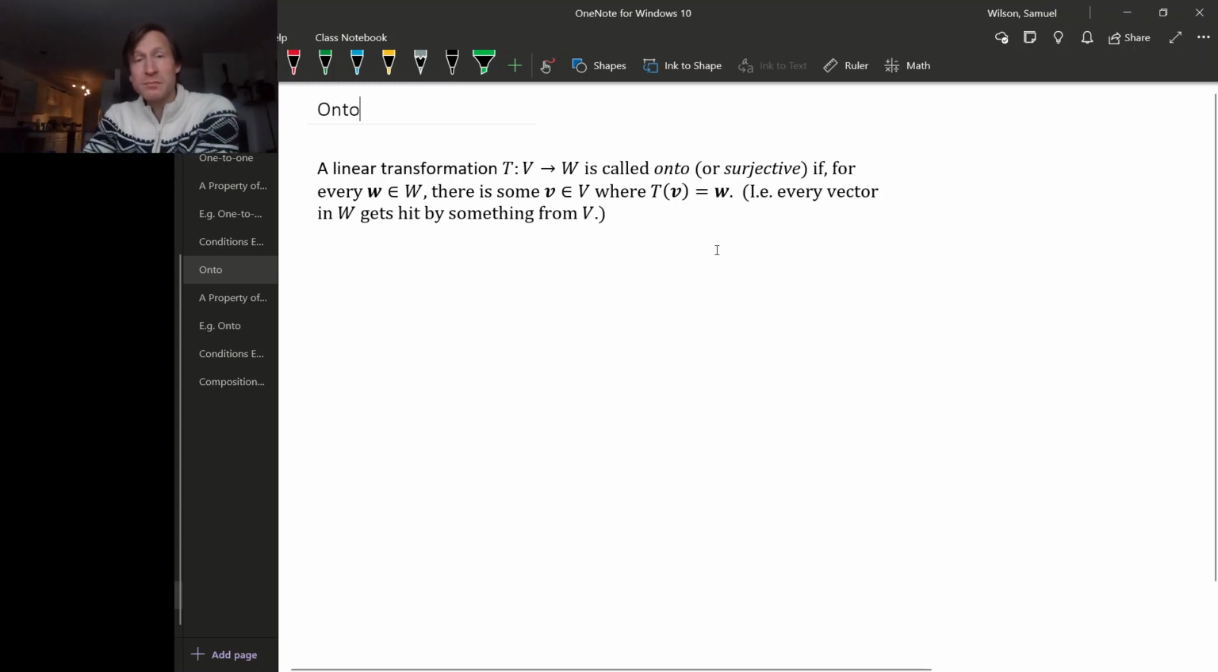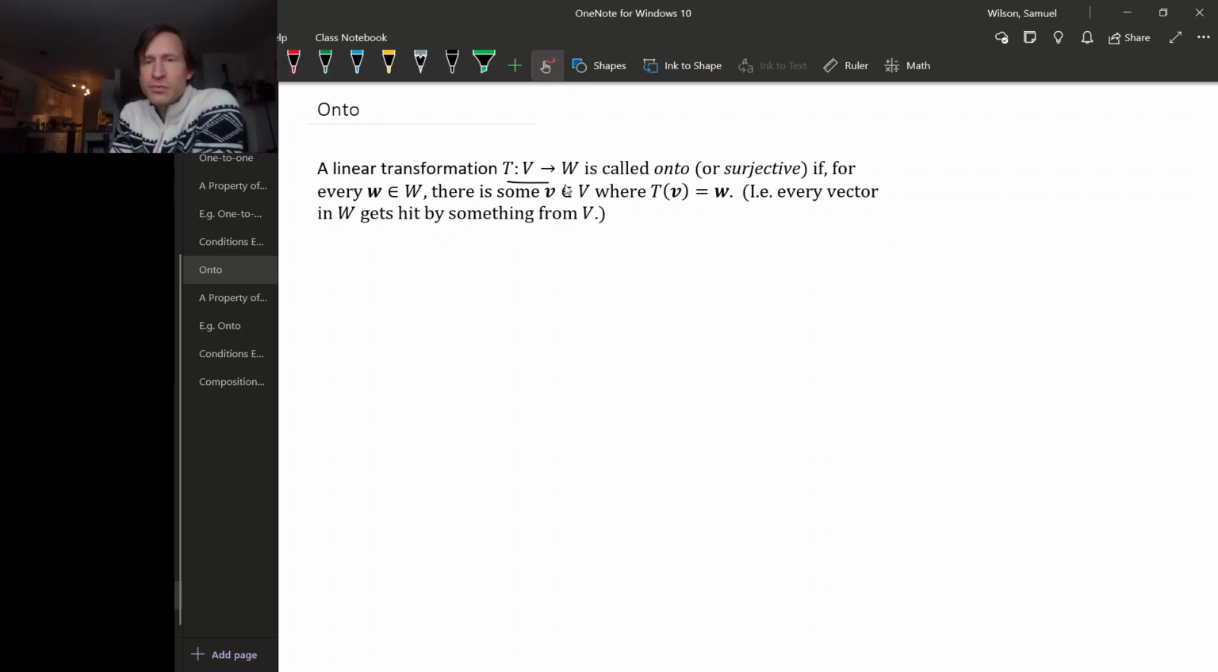Let's have a look at what it means for a linear transformation to be onto. So onto, a linear transformation is called onto, or surjective, that's sort of the fancy word for it, if for every vector in the target space W, there's some vector in the domain space V that gets mapped to W. Right, so this is just the technical way of saying that every vector in W gets hit by something from V.